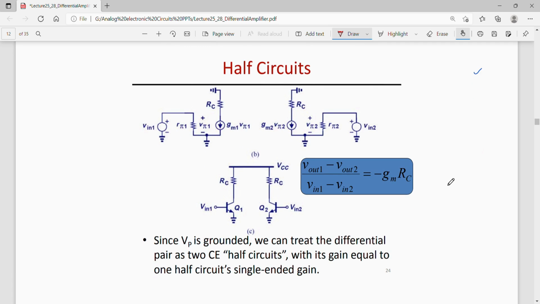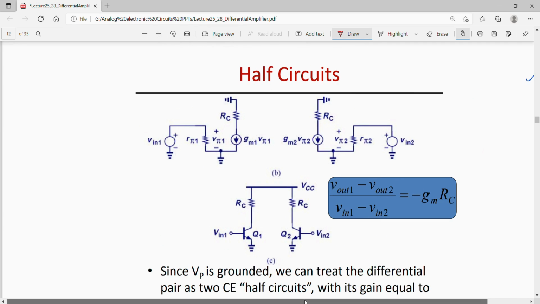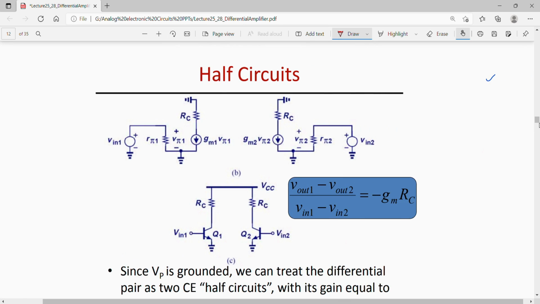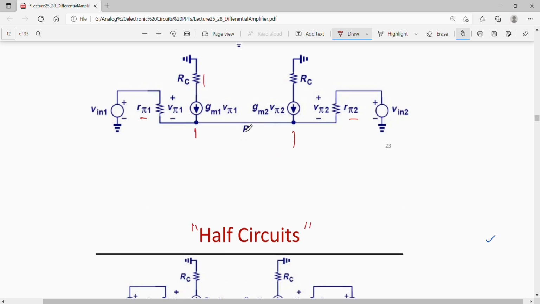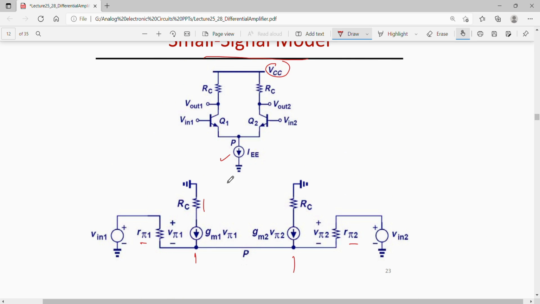Now let us also introduce the concept of half circuits here. Through this concept of the half circuit, I can simplify any complex looking differential pair circuit, and then the gain and other things can be calculated very easily. Half circuit means simply dividing this circuit into two halves.